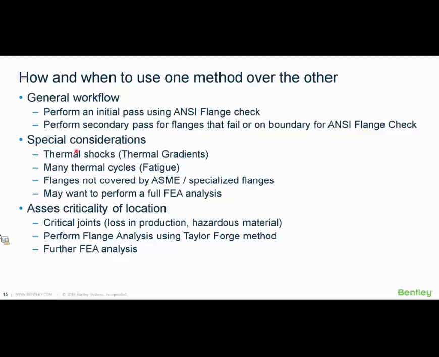You can also assess the criticality of the location. So if there are critical joints which can result in loss in production, hazardous material releases, or any other location which is critical to the operation of the plant, you can then also consider further FE analysis, along with using the Taylor force method or the ASME Div 1, Div 2 or Appendix 11 method, along with the ANSI flange check, or maybe even further FE analysis.